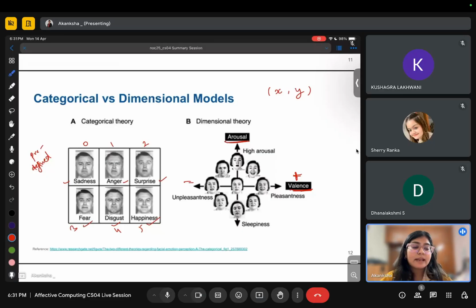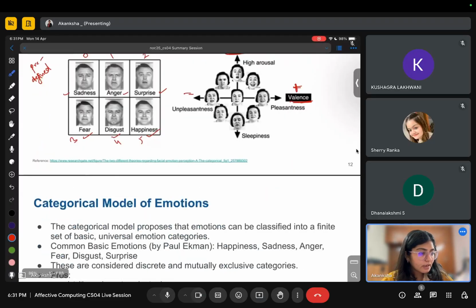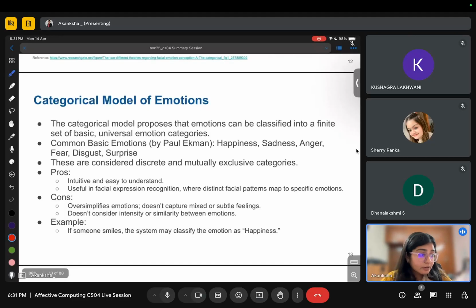Arousal means the state of excitement. We will actually discuss it in a while, so if you listen, you will be able to understand. Firstly, let's discuss in detail the categorical model. As I already explained, it categorizes emotions into a finite set of basic universal categories. The values can be happy, sad, anger, disgust, fear, and surprise. These are the six basic categories given by Paul Ekman. It is a very popular model where we use six categories to model the emotions.